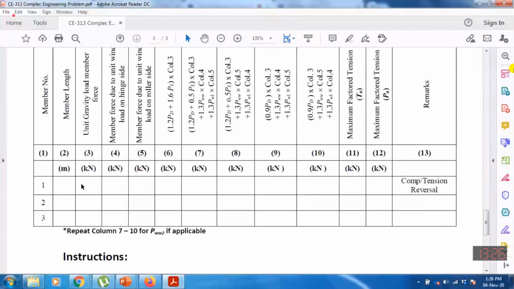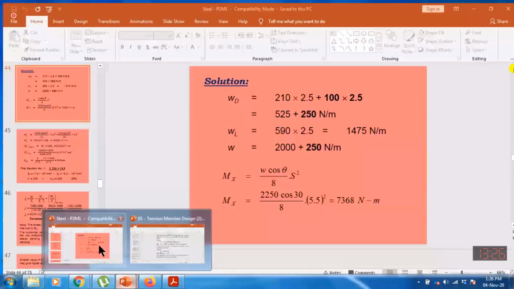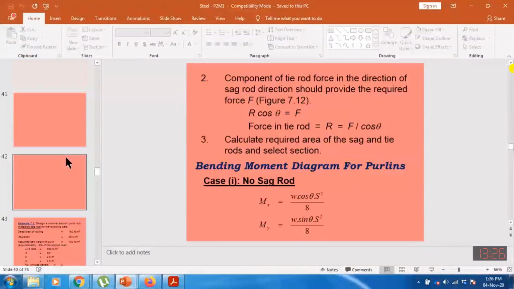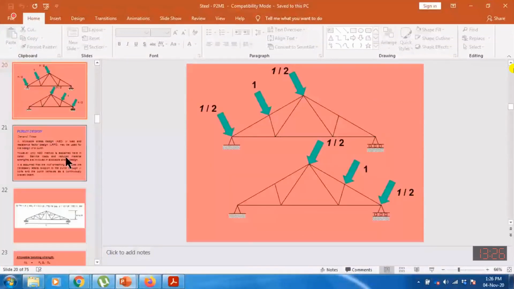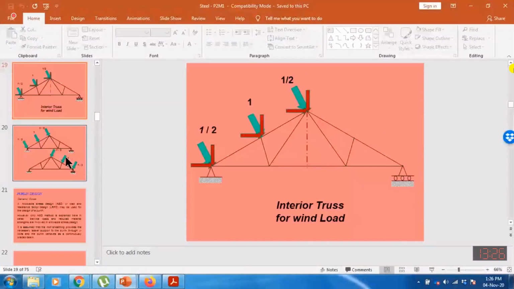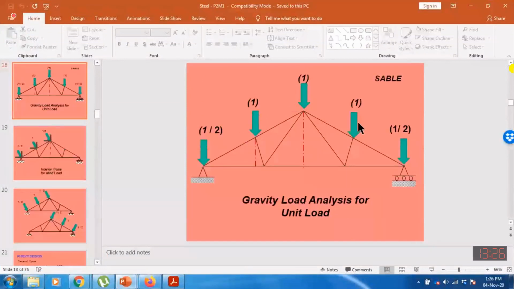1 unit load analysis for the gravity load, for interior truss. And for interior truss, I have already explained. So you will assume this load. This is a unit gravity load. So you will consider load 1 on interior panel point or interior joint, and half load or 0.5 load at exterior joint for the interior truss.